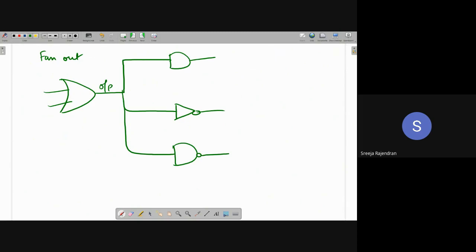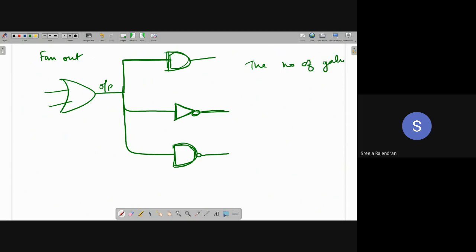What happens if I do that? It is possible that it will degrade the performance in this case also. It will not switch as desired from one level to the next level. Because of that, there is also a limit or a cap put on how many gates the output of a particular gate can drive, and that value is called fan out.